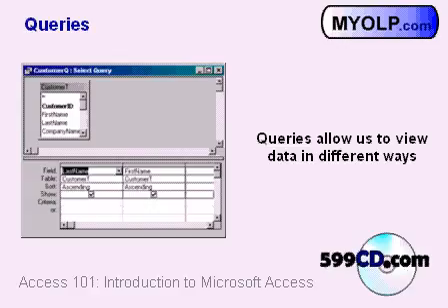So we can use queries to allow us to view data in different ways. For example, if we have 500,000 customer records in our customer table, we may only want to see the customers from New York who have made purchases in the last 30 days. We can build a query to show us that information.